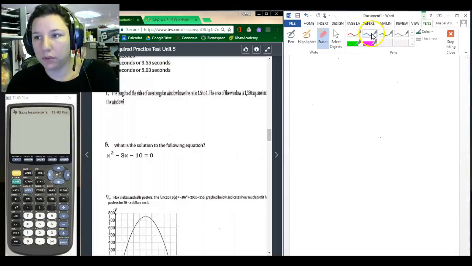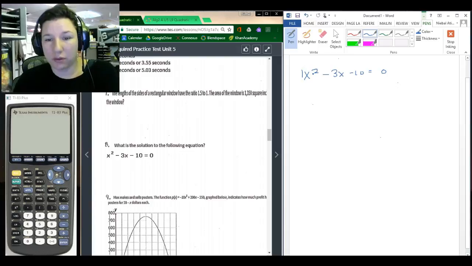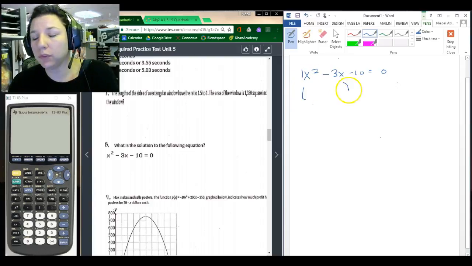Number 8, what is the solution to the following equation? X squared minus 3x minus 10 equals 0. And there's a 1 in front of x squared. Those usually are easier to factor. So let's try factoring.